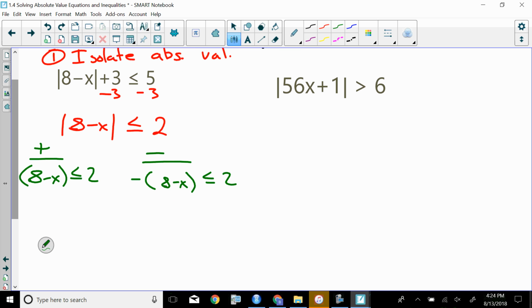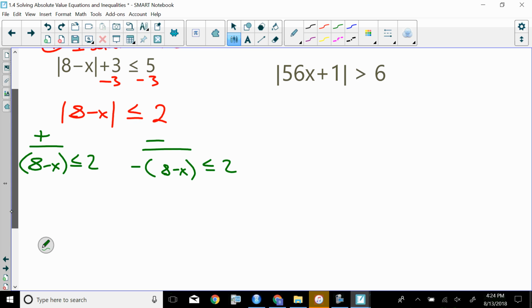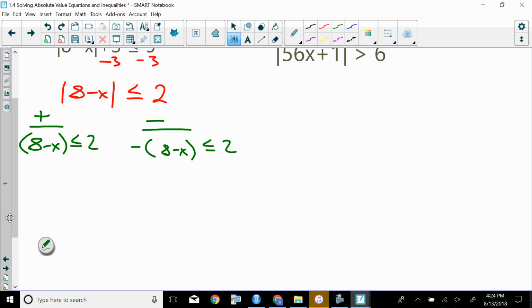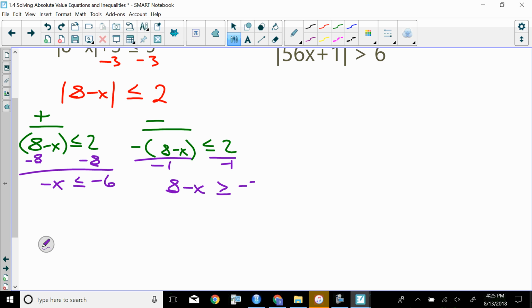Now I'm going to solve them just like we did the linear ones before. We're doing the same thing that we did before, but now we have 2 of them. I can do it a couple different ways here, really. I've seen a bunch of different people do this different ways. I think I'll subtract this 8, though. That would be negative x is less than or equal to negative 6. I want to get rid of this negative, so I'll divide by negative 1. If I divide by a negative 1, though, that turns this sign around.